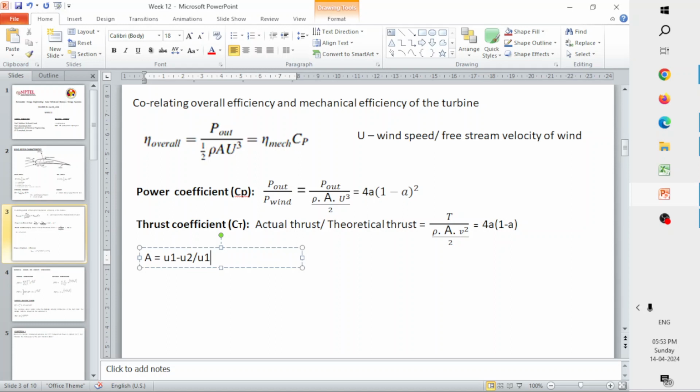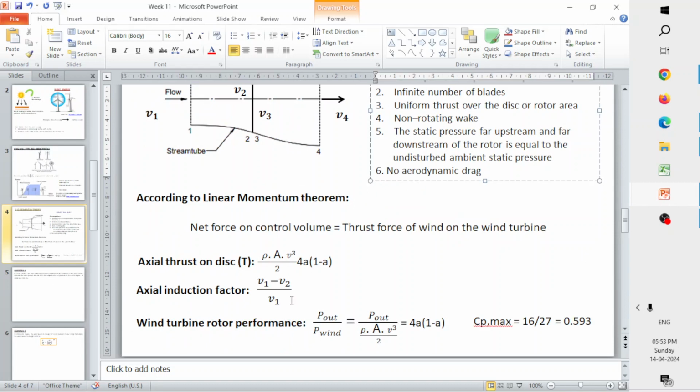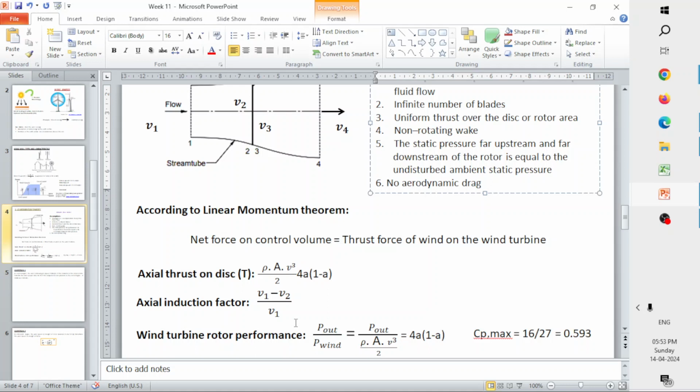So we got this expression, and then in order to simplify our equation, we described (u1 minus u2) by u1 as a. What a actually means is the axial induction factor. I hope you remember that in the last session we saw the axial induction factor, (u1 minus u2) by u1. Here u1 is the free stream velocity, and u2 is the upstream velocity at the rotor.